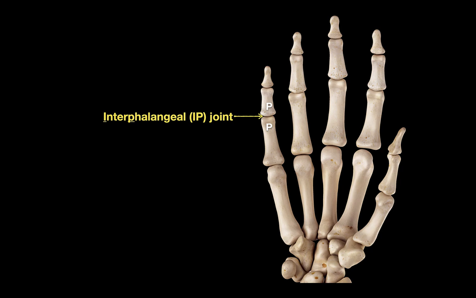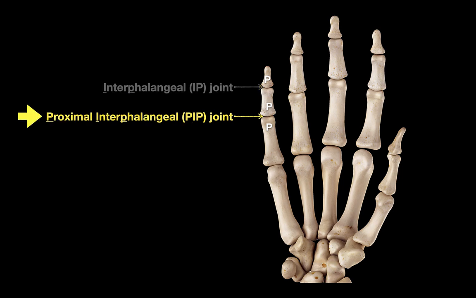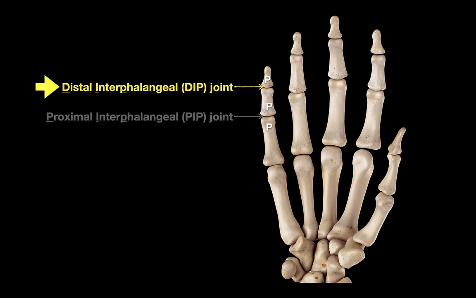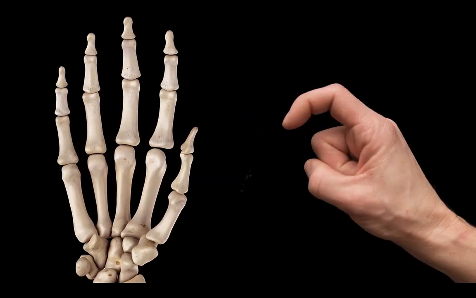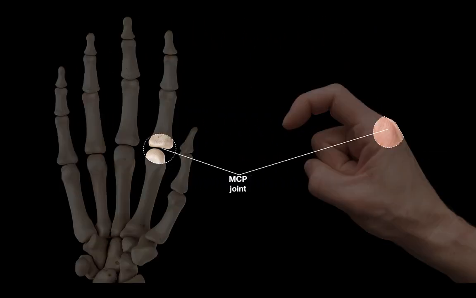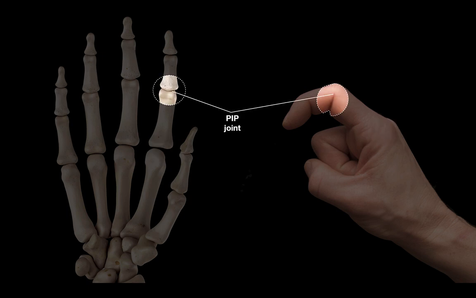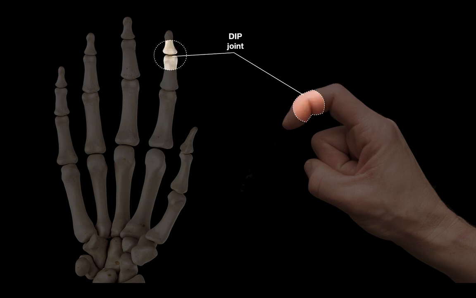The problem is, digits 2 through 5 have 2 of these interphalangeal joints. So anatomists said, okay, we'll call the one closer to the wrist the proximal interphalangeal joint, or PIP, and the one farther away the distal interphalangeal joint, or DIP. So in the thumb, there's only the 2 phalanges, so there's simply the IP joint in the thumb. All right, let's show that again. There is the MCP joint, PIP joint, and DIP joint in that fashion. All right, that was fun.